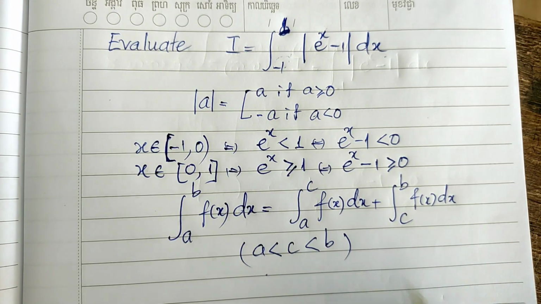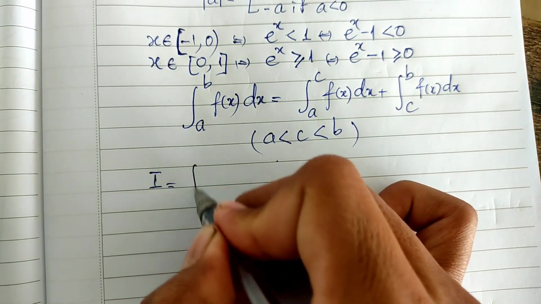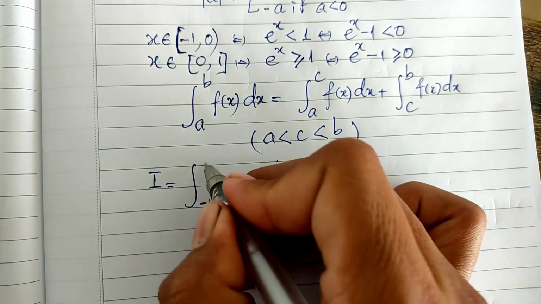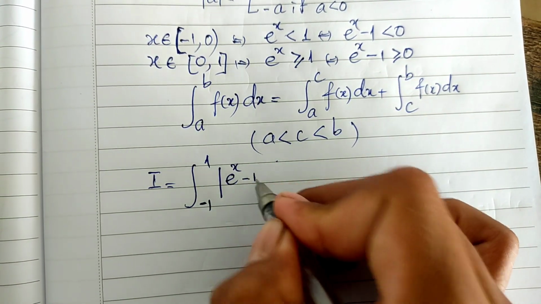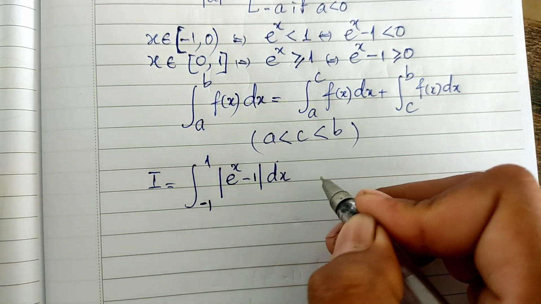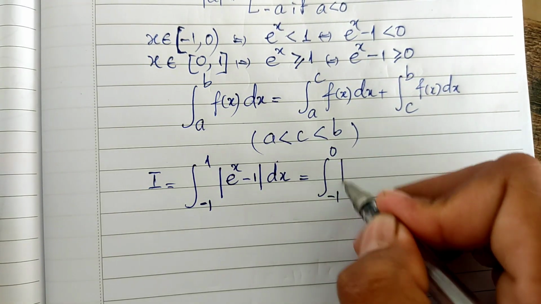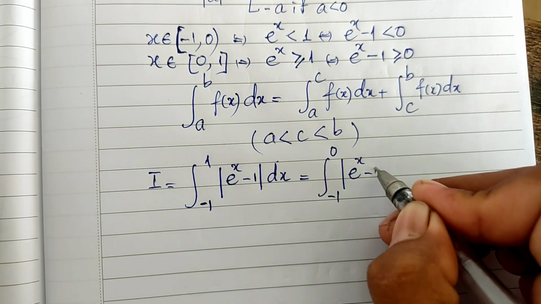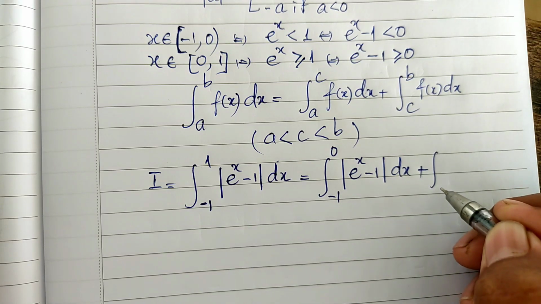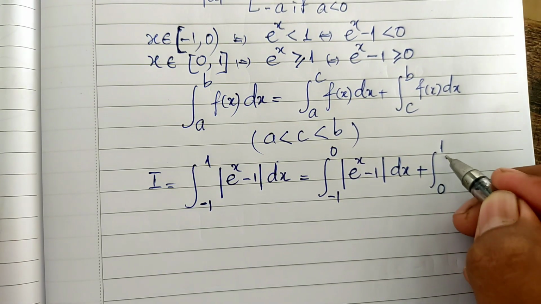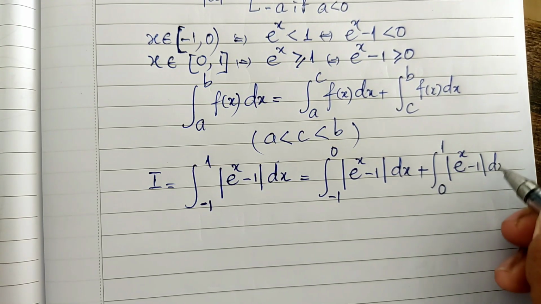Okay, and now from this we can use it: the integral from -1 to 1 of the absolute value of e^h minus 1 dh. So I can write it equal to the integral from -1 to 0 of the absolute value of e^h minus 1 dh plus the integral from 0 to 1 of the absolute value of e^h minus 1 dh.